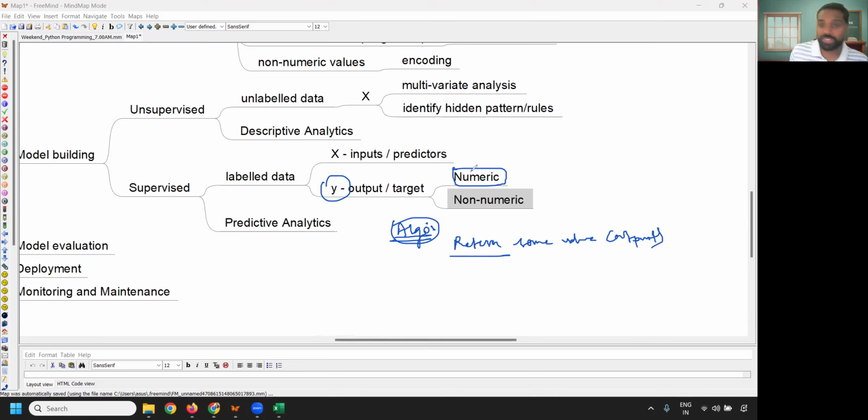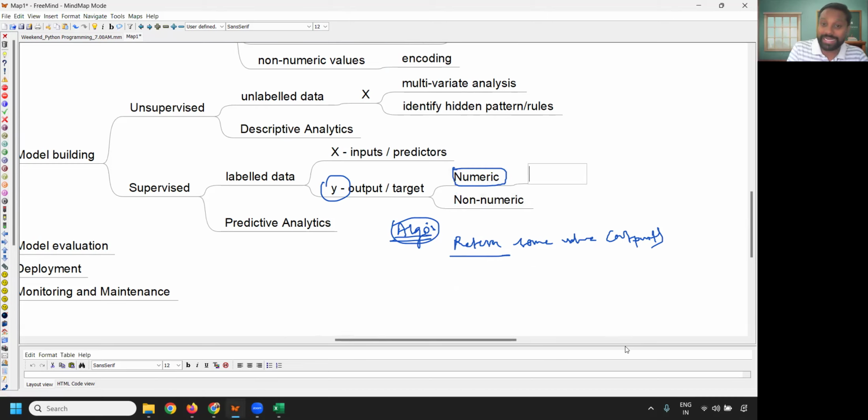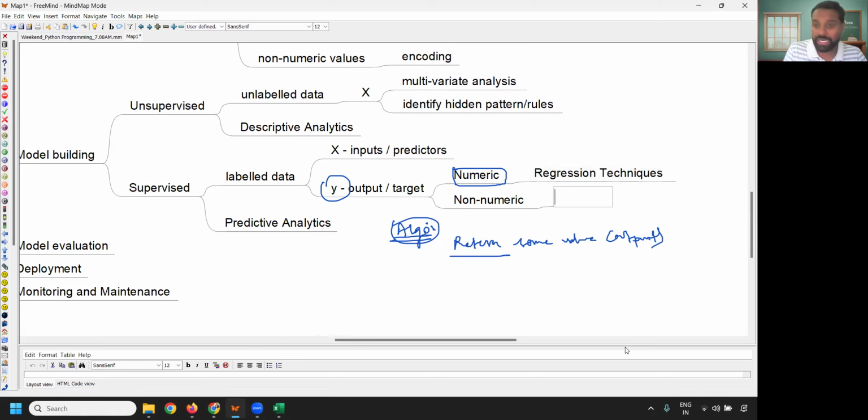These algorithms which have the capability to return a numeric value are called regressors or regression techniques. These are called regression models, regressors, or regression techniques. But if the algorithms also have the capability to give you an outcome which is non-numeric in nature, then these algorithms are called classifiers or classification techniques.